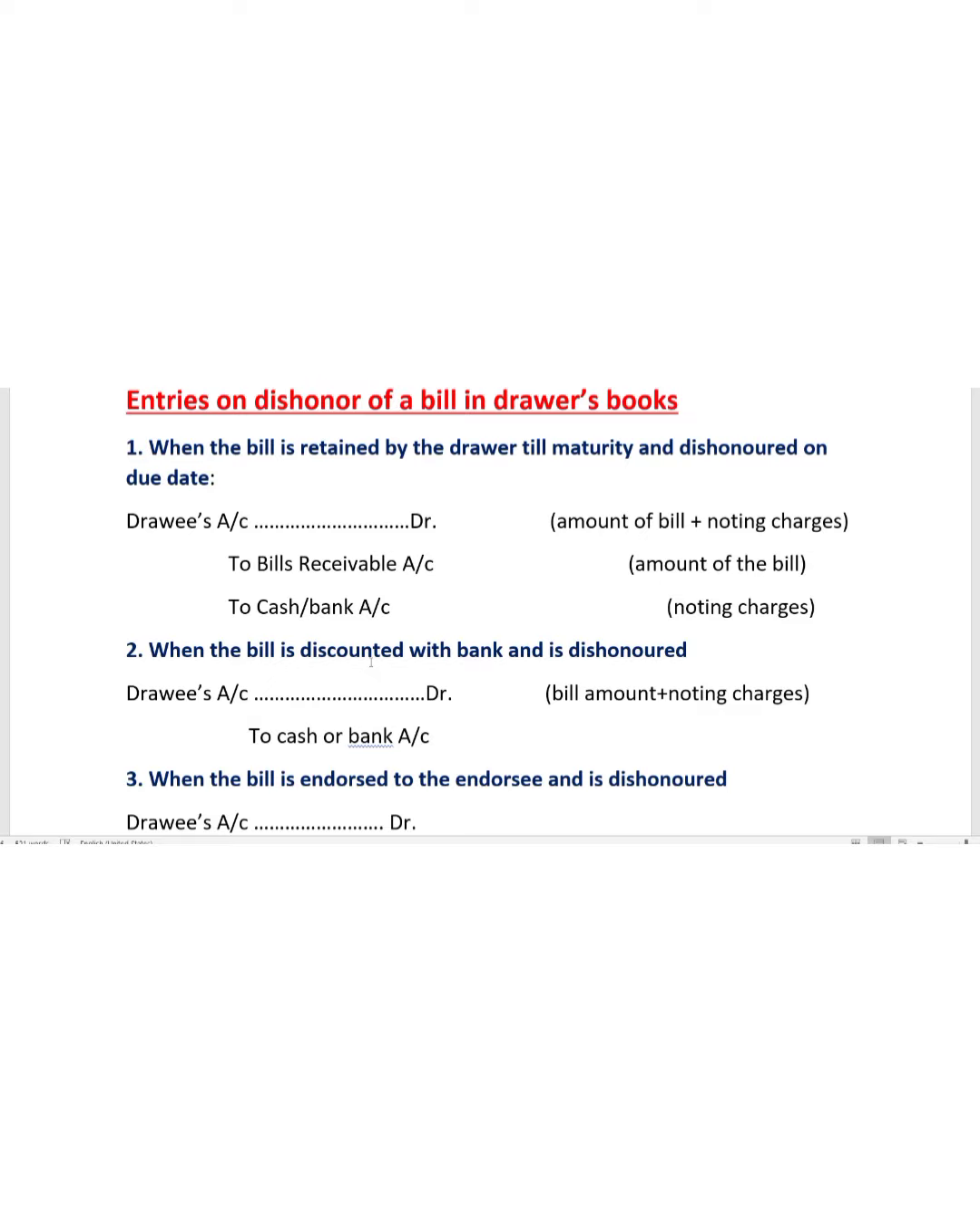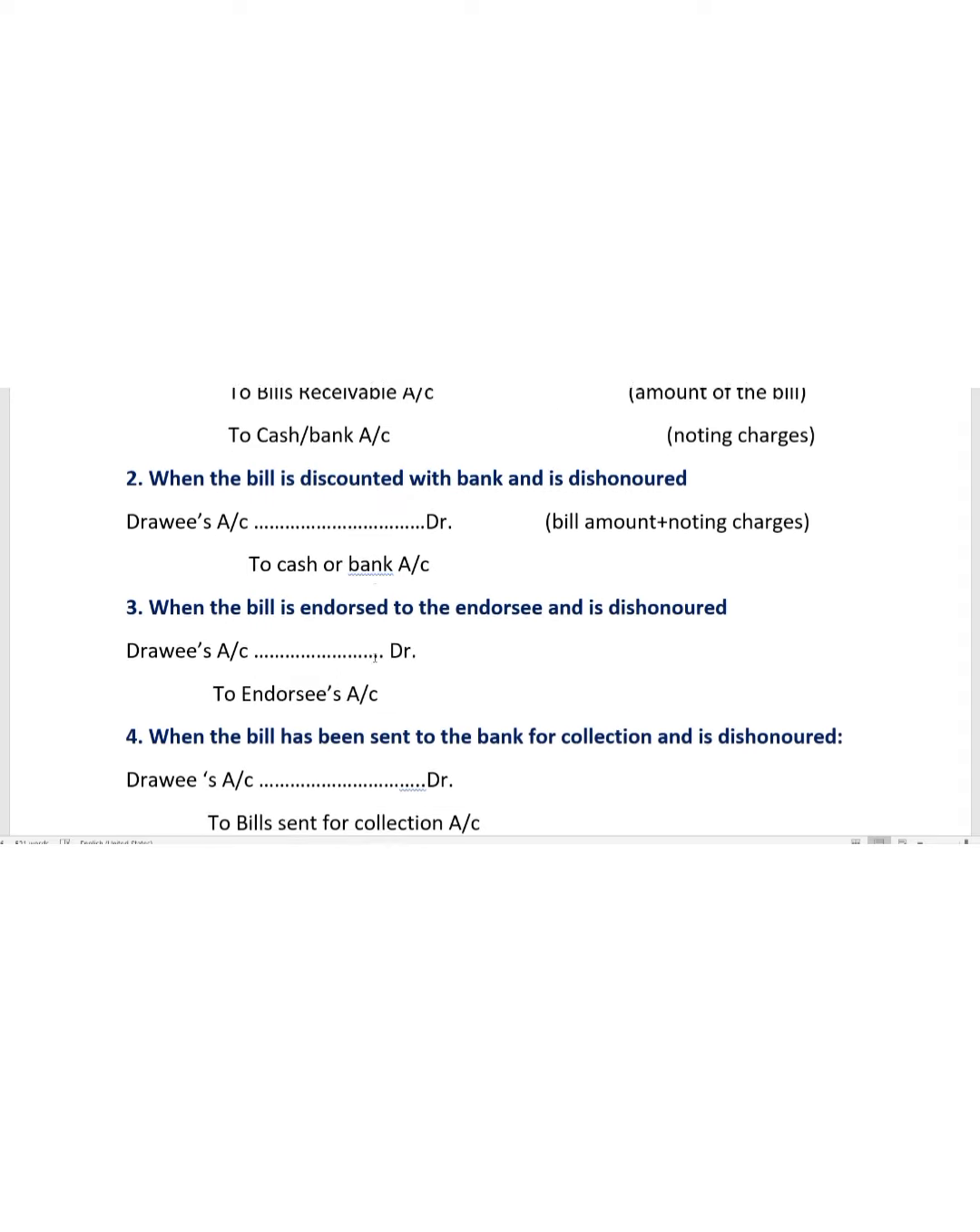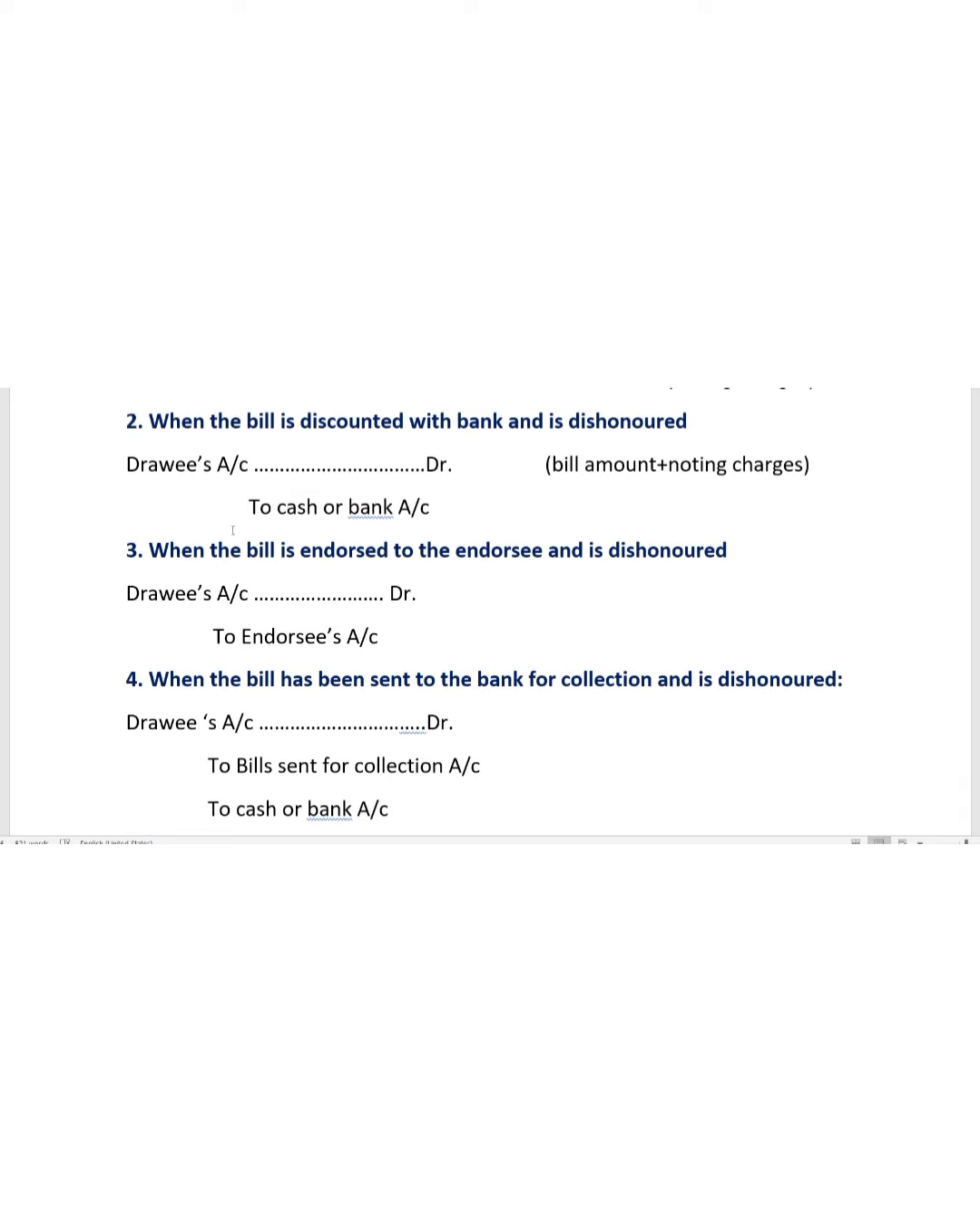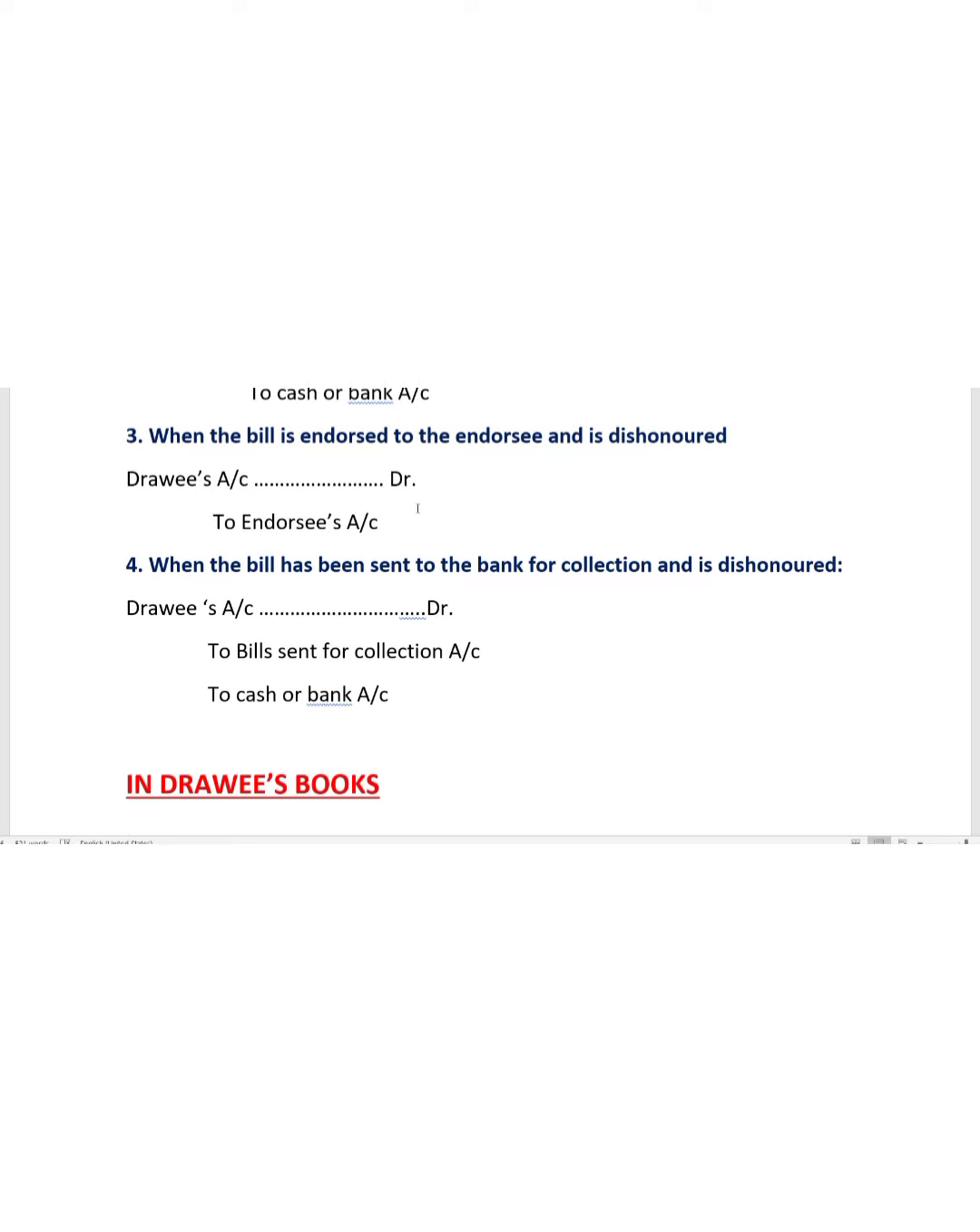Next, when the bill is discounted with the bank, suppose you have discounted the bill with the bank and then it got dishonored, so in that case, drawee's account debit to bank account. From the bank the bill is getting back to the drawee. Just the reverse entry, the reversal of the entry we used to pass for acceptance. When the bill is endorsed, suppose the bill was endorsed to an endorsee and it got dishonored, then drawee's account debit to endorsee's account.